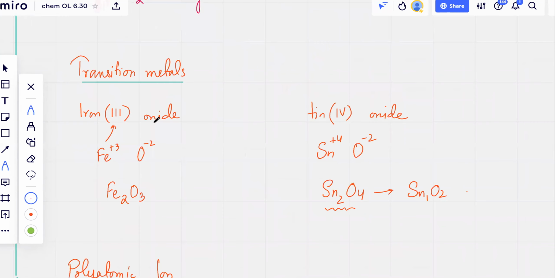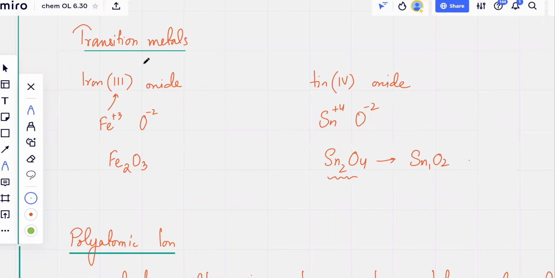For transition metals, the charge is always written in the formula. So if tin has a charge of +4, it's going to be written as IV in Roman numerals. Similarly, if you have iron, which has a charge of +3, it would be written in Roman numerals within the formula. So that's what transition metals are.